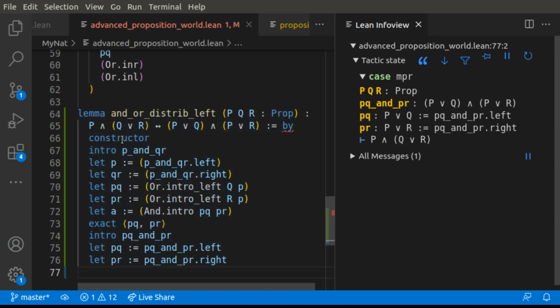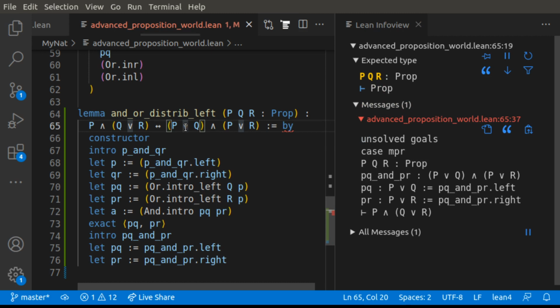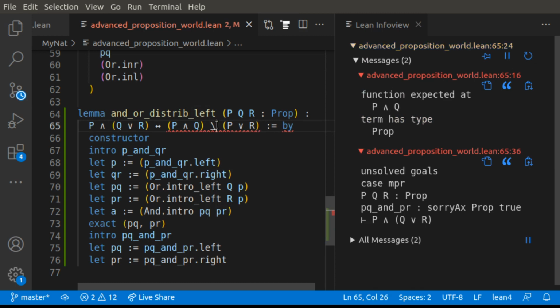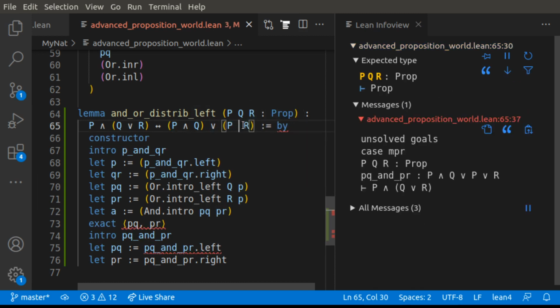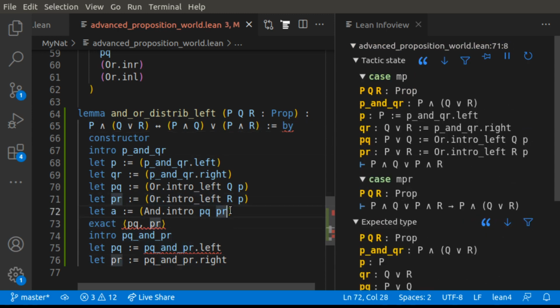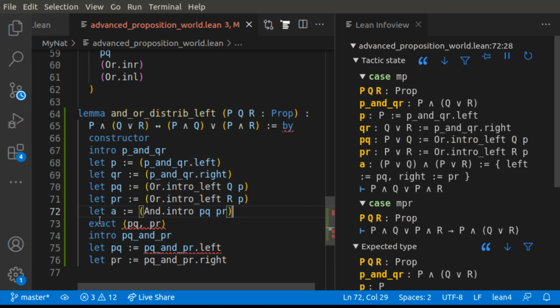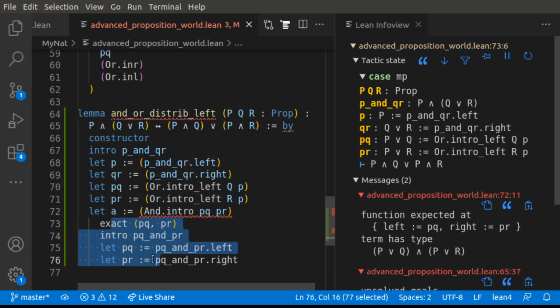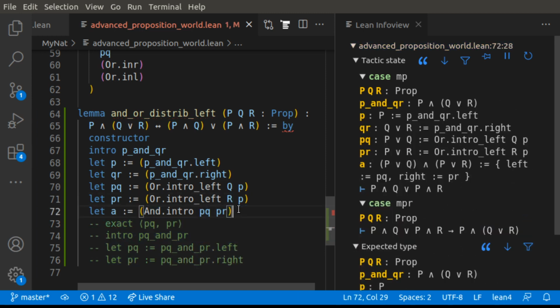So it should be P and (Q or R) if and only if (P and Q) or (P and R). Okay, so we need to restart this. At least all these other introduced things are useful. We need to prove (P and Q) or (P and R). Okay, let's think.